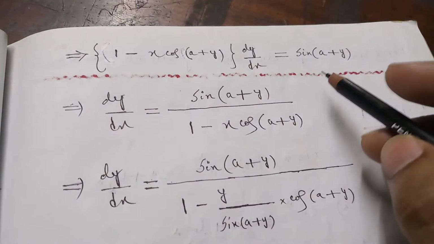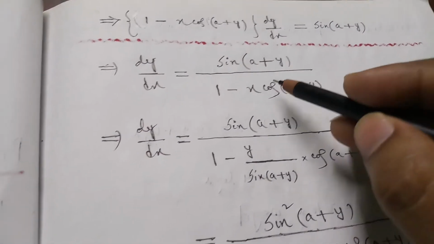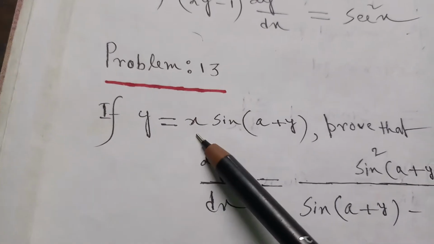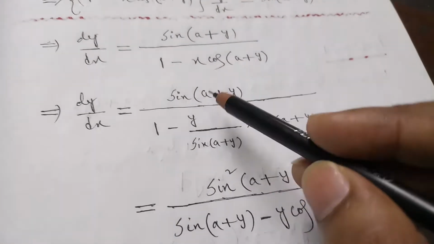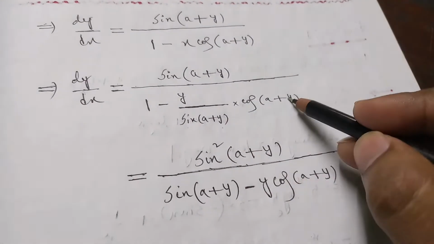So sin(a+y), obviously (1 − x) into cos(a+y). So instead of x we put, look at that, in your given question y = x sin(a+y). So x should be y by sin(a+y). So instead of this x, we put y by sin(a+y) into cos(a+y).